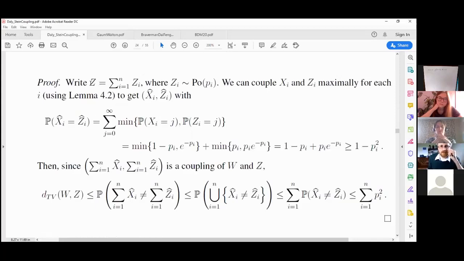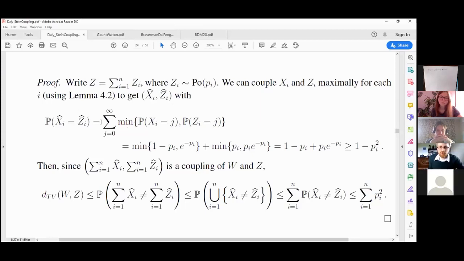I can use the fact that my Poisson Z is infinitely divisible to write it as a sum of a whole bunch of independent Poissons, each with mean pi, and then just think about coupling each of my Bernoulli summands with my Poisson summand in a maximal way. So I've got W as a sum of X's, and Z as a sum of Z's. Couple each of those terms, X1, Z1, X2, Z2, X3, Z3, so we've got n of these couples that we're going to couple maximally.